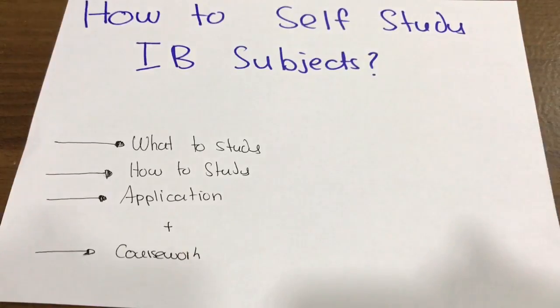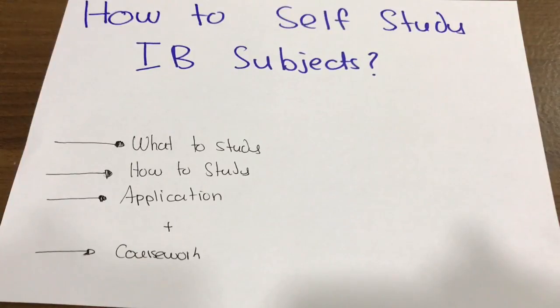And especially with the IB, you have a ton of coursework. I'm going to show you how it's not only possible to do it, but you can get really, really high marks studying yourself instead of just relying on a bad teacher. So the first thing we need to do is figure out what to study. How do you even know what we're supposed to look at?